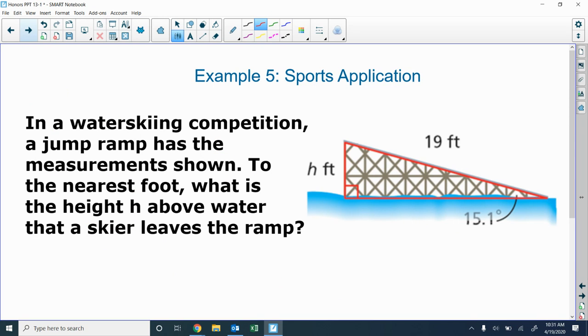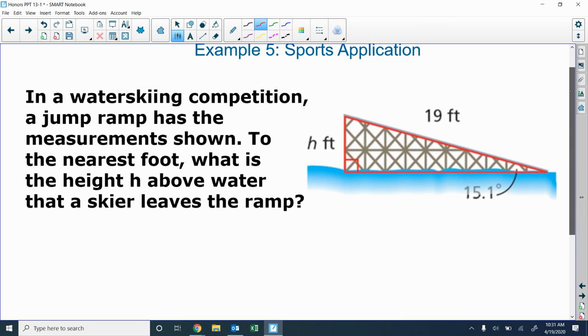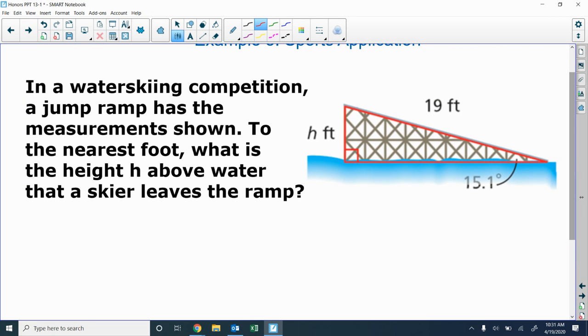All right, throw in an application problem now. So, of course, those are always there when we get down here. A water skiing competition, a jump ramp, measures are to be shown. So let's look and see what we got. So here is my theta, my angle, right down here. So across from that, this would be my opposite, wouldn't it? Okay, so that is my opposite side. And it looks like they're giving me the hypotenuse there.